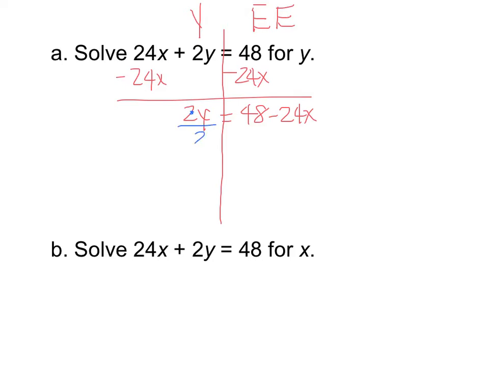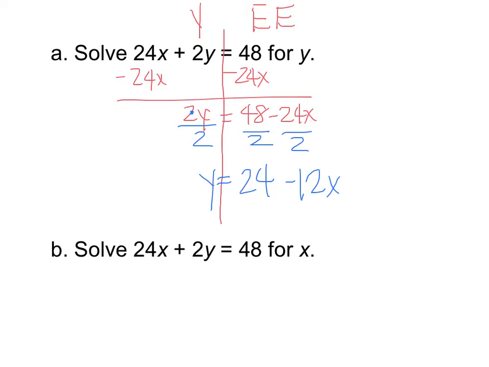So to get rid of that, I need to divide, the opposite operation. So y is going to equal 48 divided by 2 is 24, and 24x divided by 2 is 12x. So y equals 24 minus 12x.